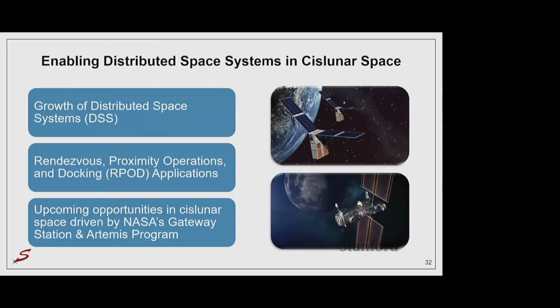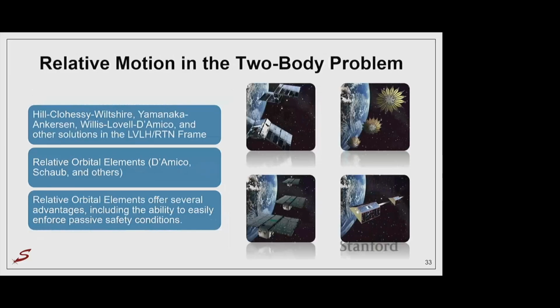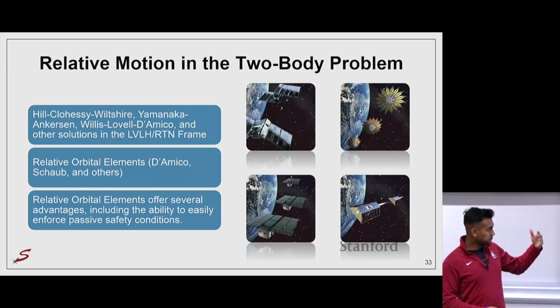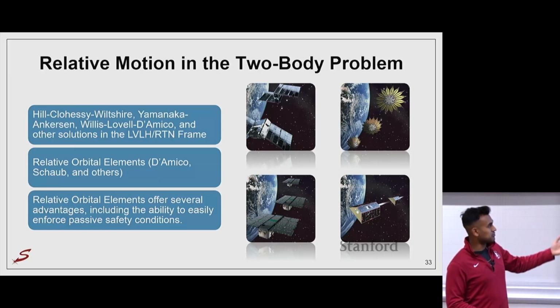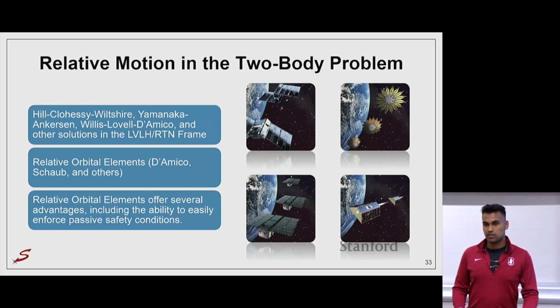So let's get back to our motivation. We want to explore the cislunar space. We know this new cislunar ecosystem and economy is coming, and distributed space systems are going to be necessary to accomplish the goals in that new space. Relative motion in the two-body problem is parameterized in many different ways. There are different solutions such as Hill-Clohessy-Wiltshire, Yamanaka-Ankersen, and Willis-Lovell-D'Amico, and other solutions that have been found in the LVLH and RTN local frames. And there have been different formulations of relative orbital elements found as well.